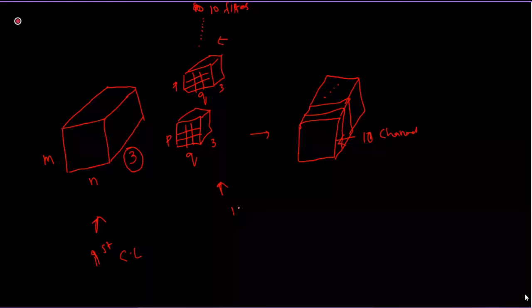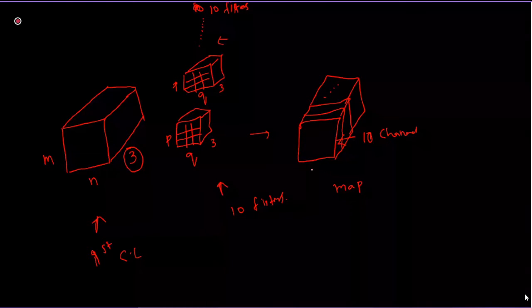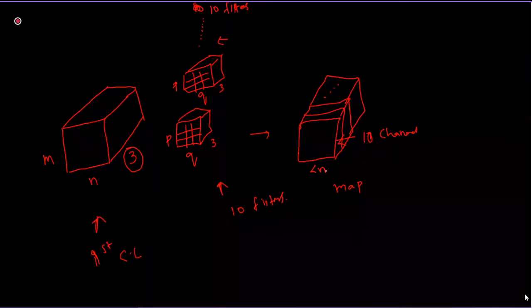But what about the height and width of this particular convolution map? This is what we call the feature map or activation map. So here the size will be less than n and less than m.